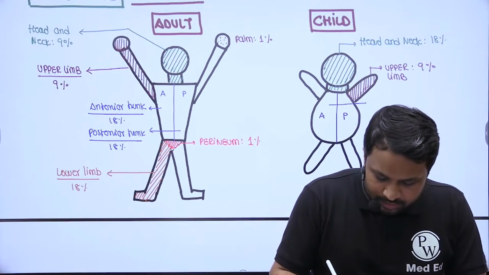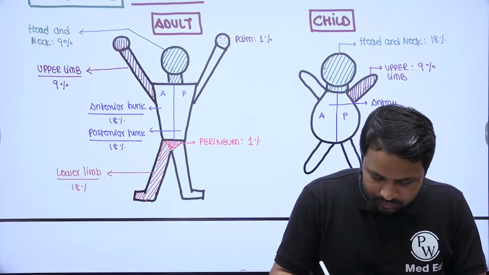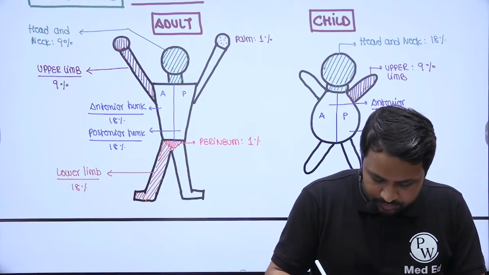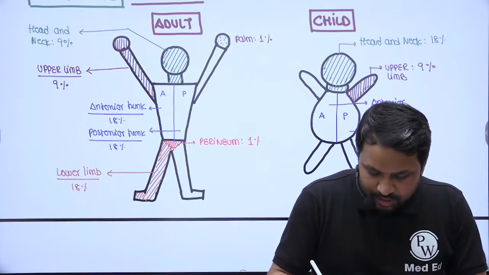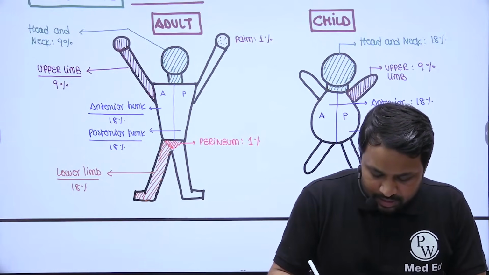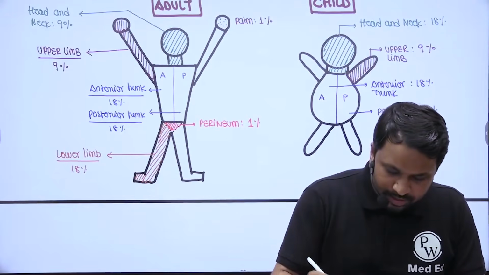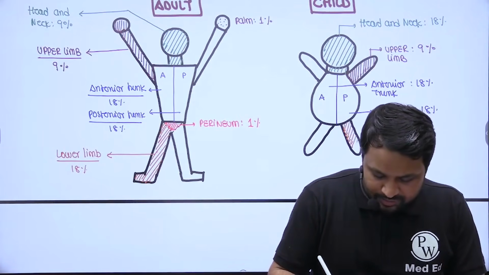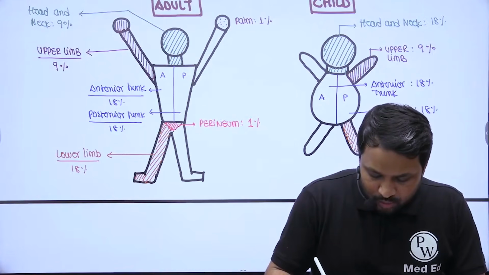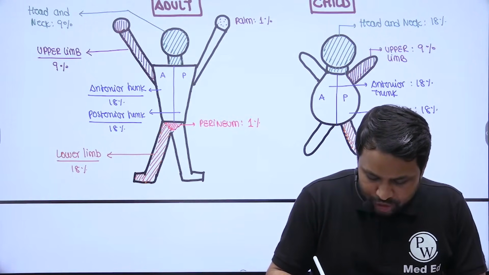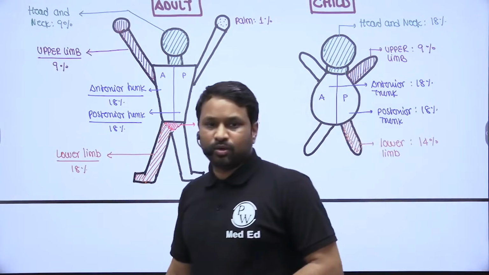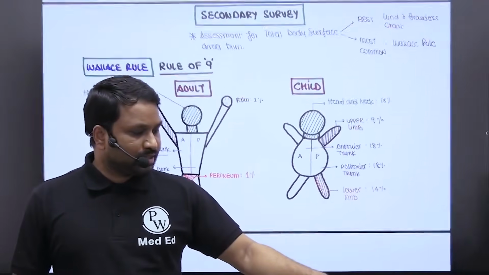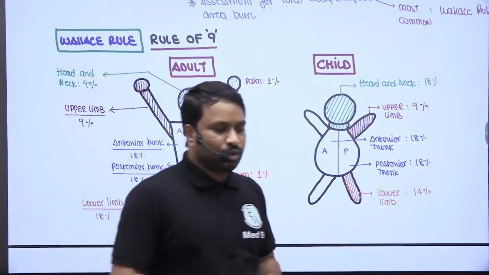The anterior trunk and the posterior trunk. The anterior trunk is going to account for 18%. The posterior trunk is also going to account for 18%. The lower limb is going to be different from that of the adult. The lower limb in a child will be accounted for 14% each. Okay? So this is what we call our Wallace rule, or the rule of 9.